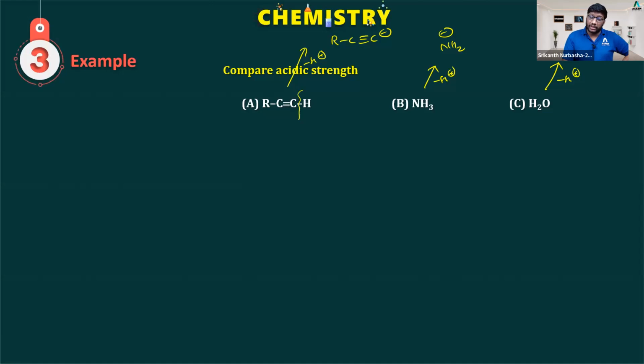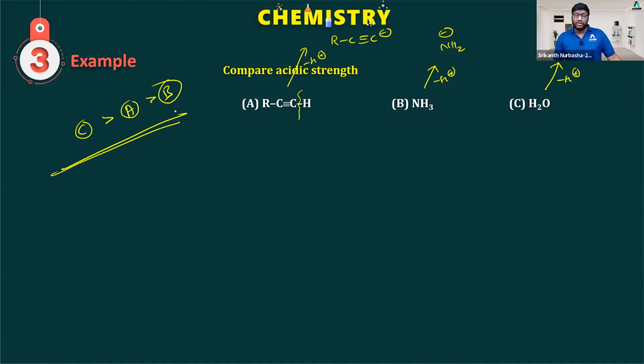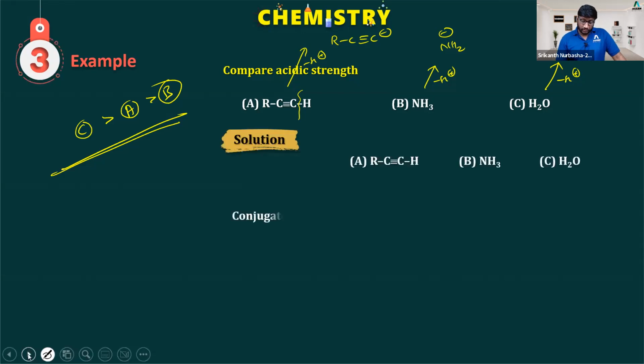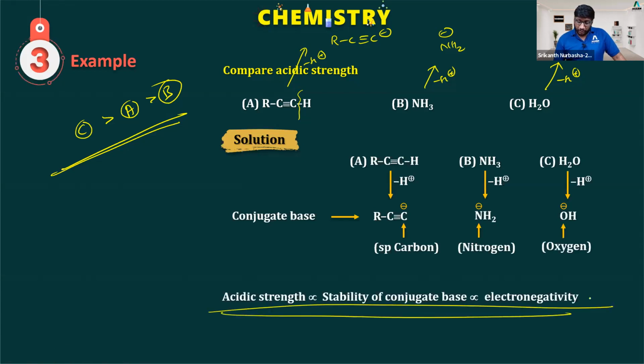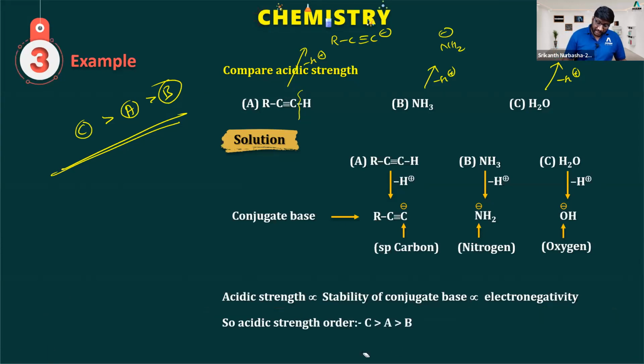So a negative charge on a more electronegative atom is more stable, which is most electronegative oxygen, then sp hybridized carbon, then nitrogen. So C should be greater than A and then B. This is the order of stability with respect to conjugate bases, so that will be the same order of acidic strength. Acidic strength is directly proportional to stability of conjugate base, so directly proportional to electronegativity. So C greater than A, greater than B will be the right order.